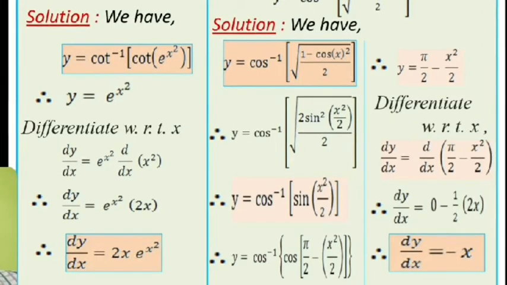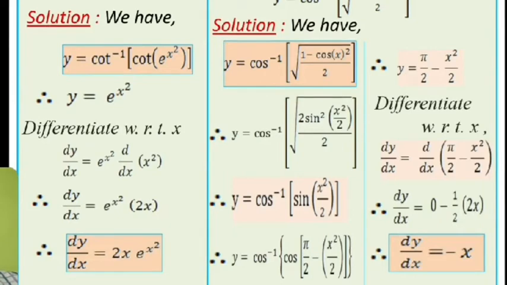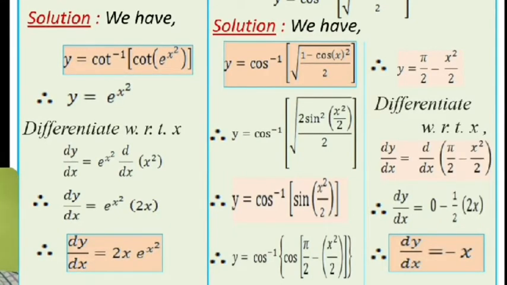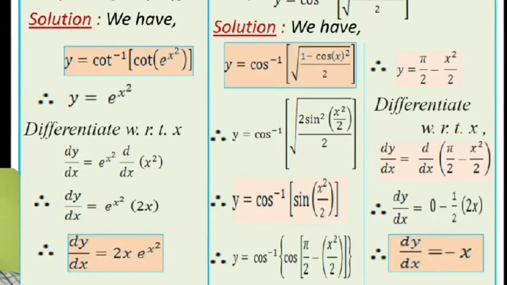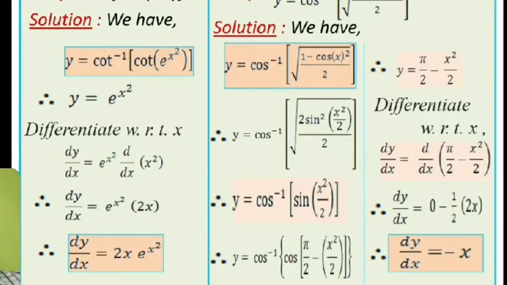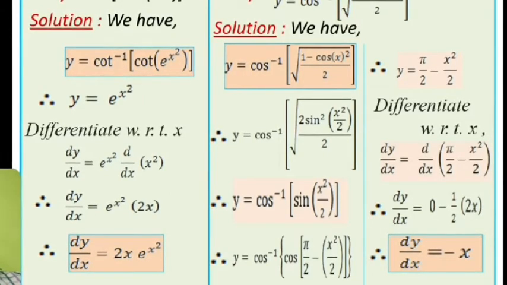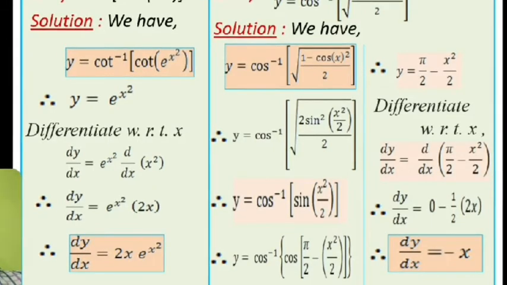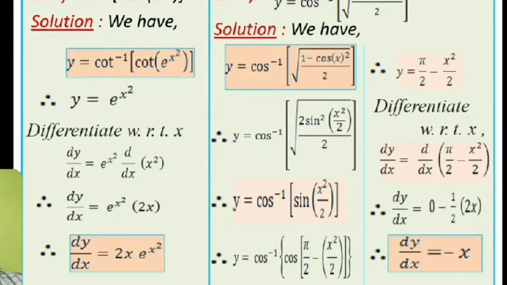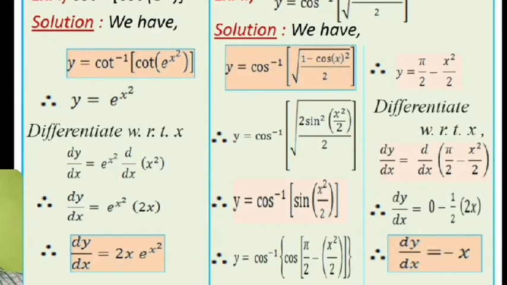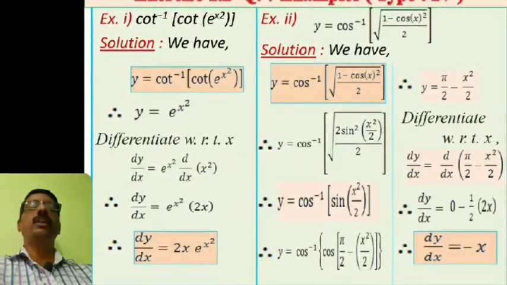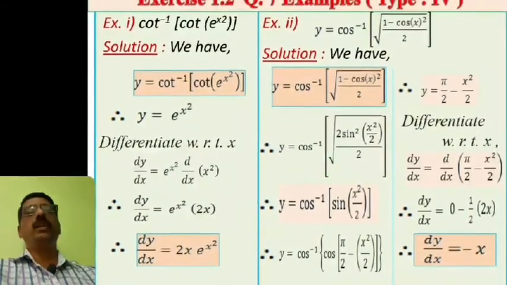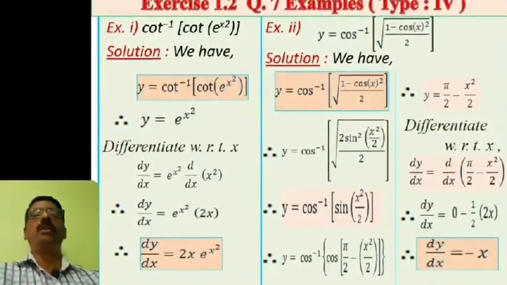Okay, and therefore the derivative of the given function, that is cos inverse of root of 1 minus cos of x square upon 2, is minus x. Here also we have to convert the given function into the simplest form. Here cos inverse is cancelled firstly by taking cos theta inside the bracket. Then the given function is converted into simplest form, and we can get the derivative of the given function.